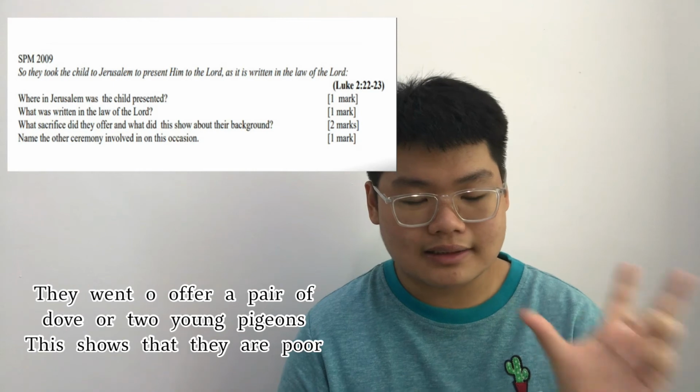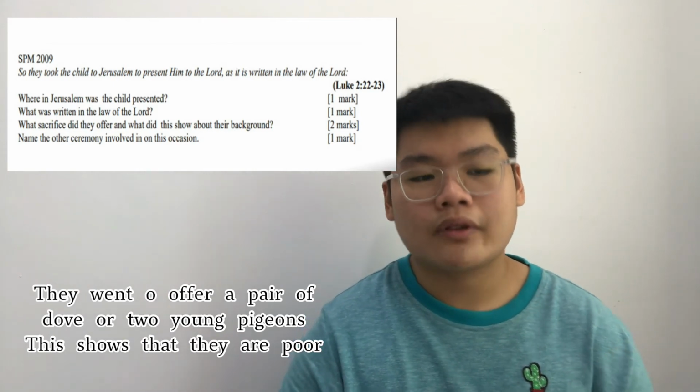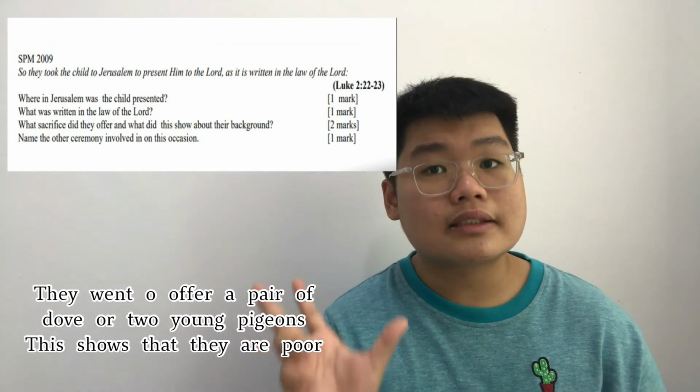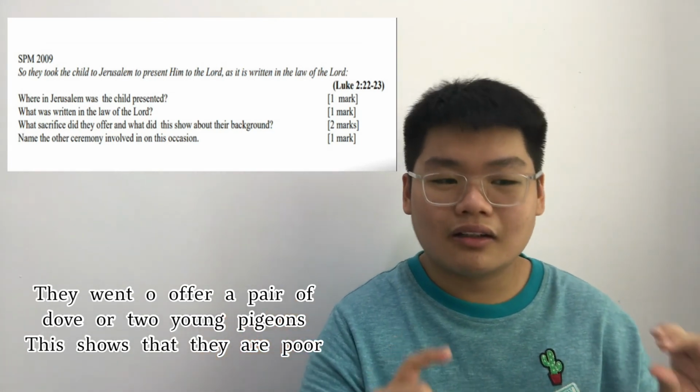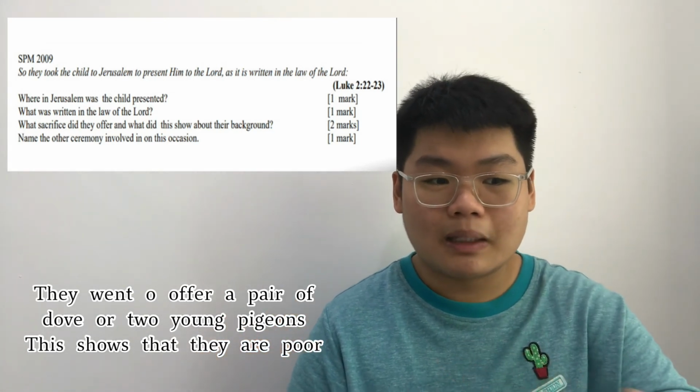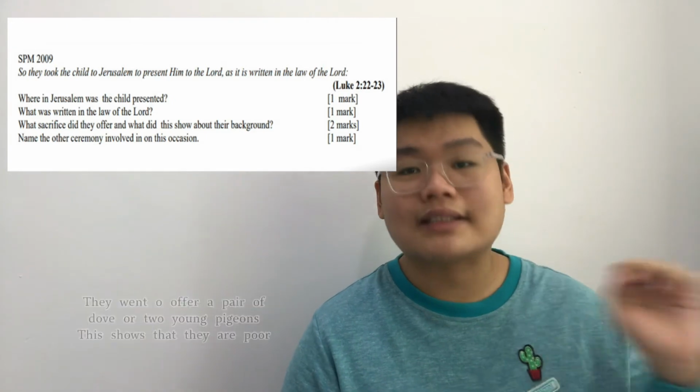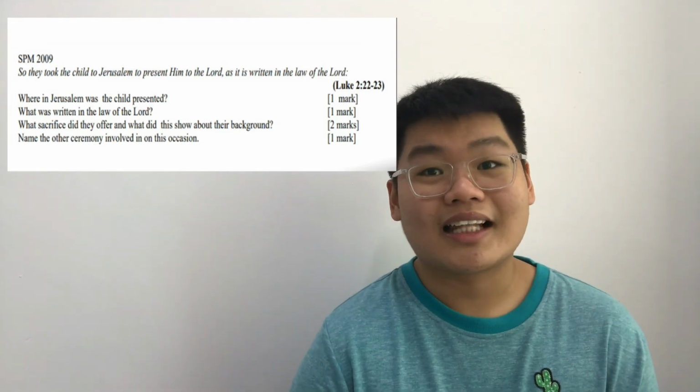Okay, a sentence, and then you can get 1 mark. And then the other sentence is this shows that they are poor, and then you can get another mark. Okay, so again, look carefully at the question. Sometimes they may combine 2 questions in 1 sentence.